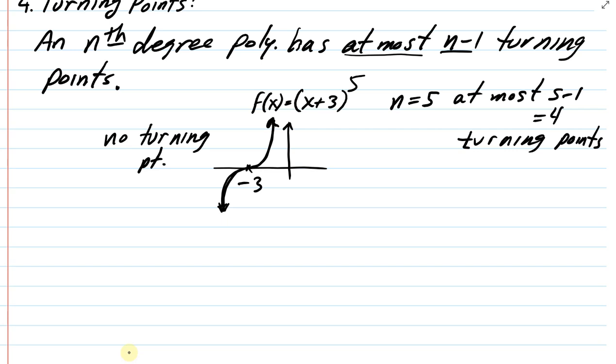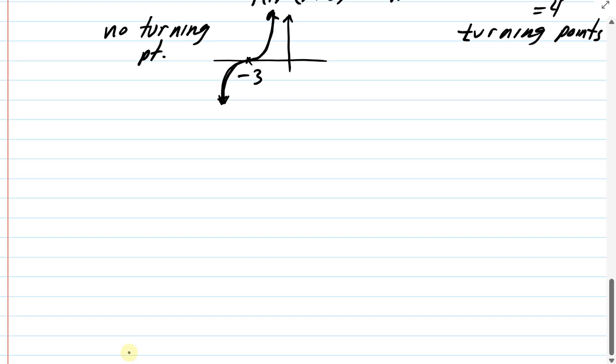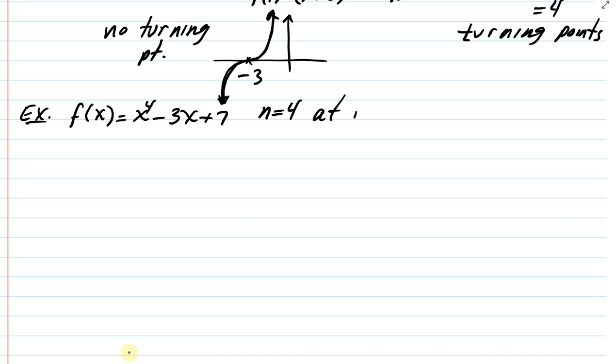Okay. So for instance, just to make up a function here, suppose I have f of x is x to the 4th, negative 3x plus 7. This is a 4th degree polynomial, so n is 4. This can have at most 3 turning points. Again, it may have only 2, but no more than 3. It could have only 1, it could have none, but no more than 3.